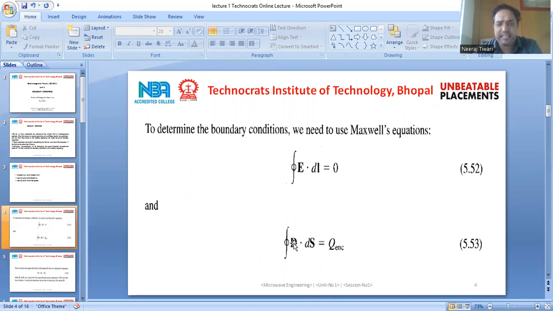Now the second thing is that the same equation we have to represent in a closed surface. Closed surface means it will follow Gauss's law, which is the closed surface integral of D dot ds equals Q enclosed. You know what Q enclosed is? Q is the charge enclosed by the closed surface.